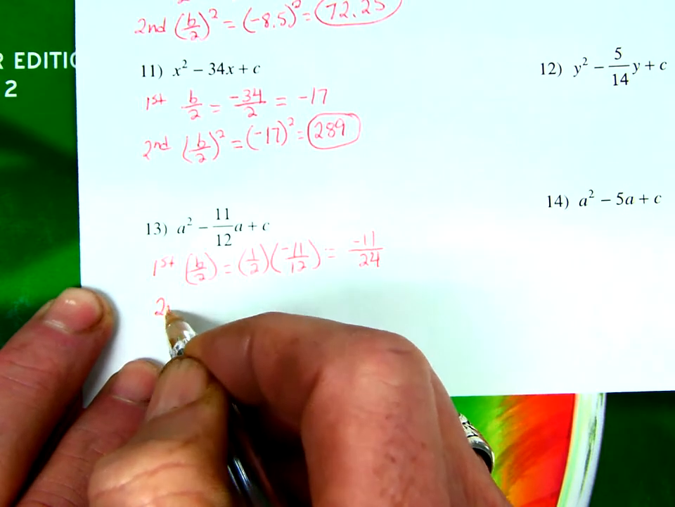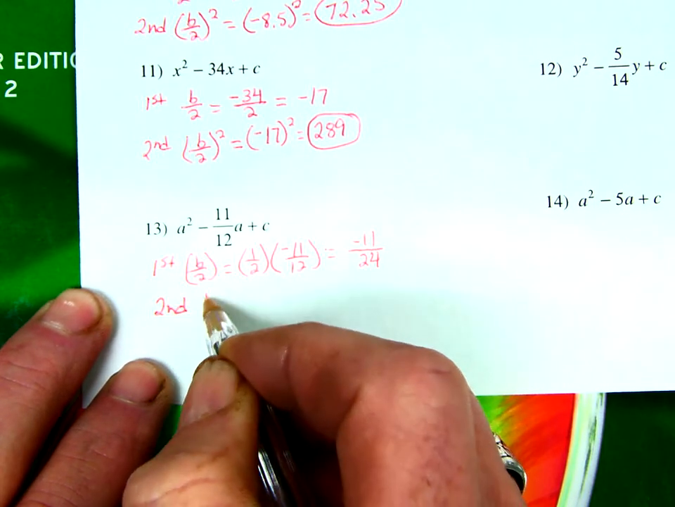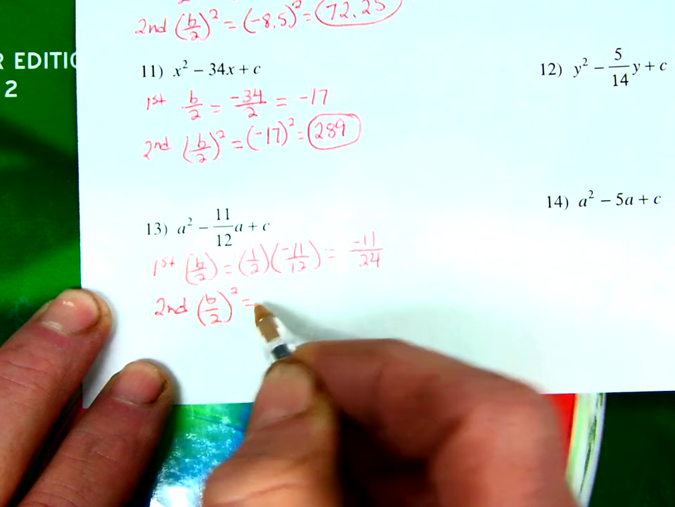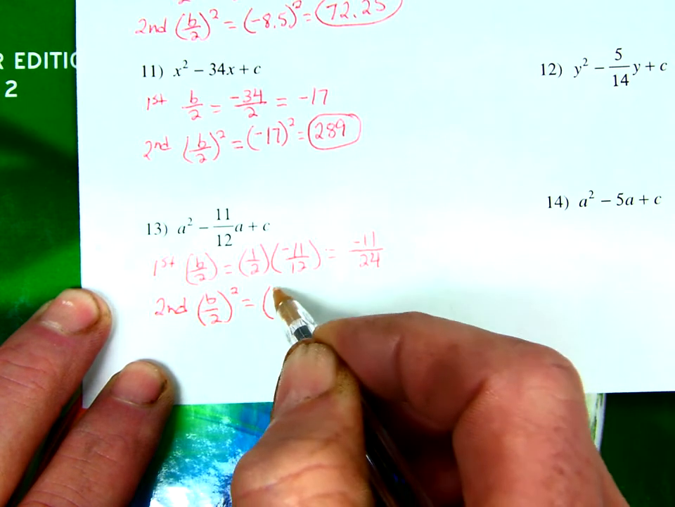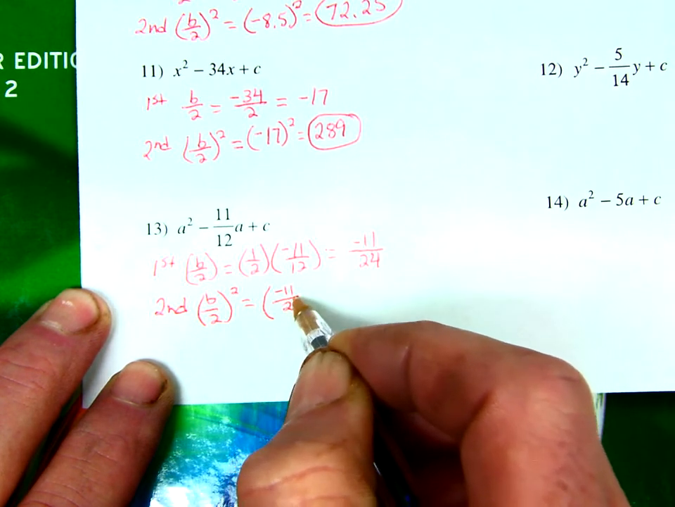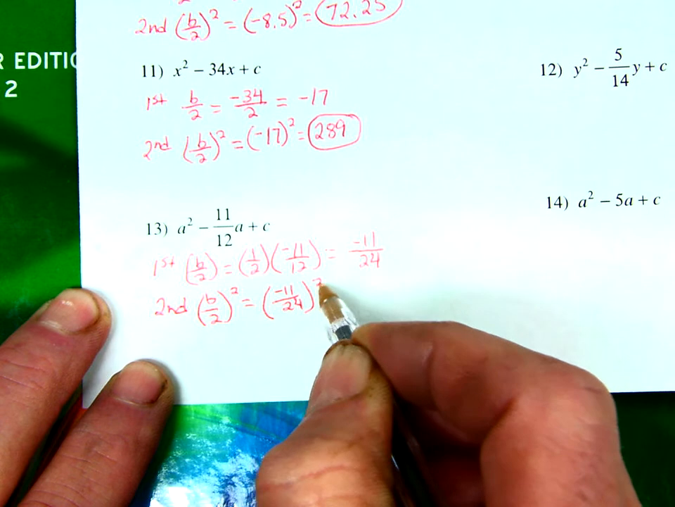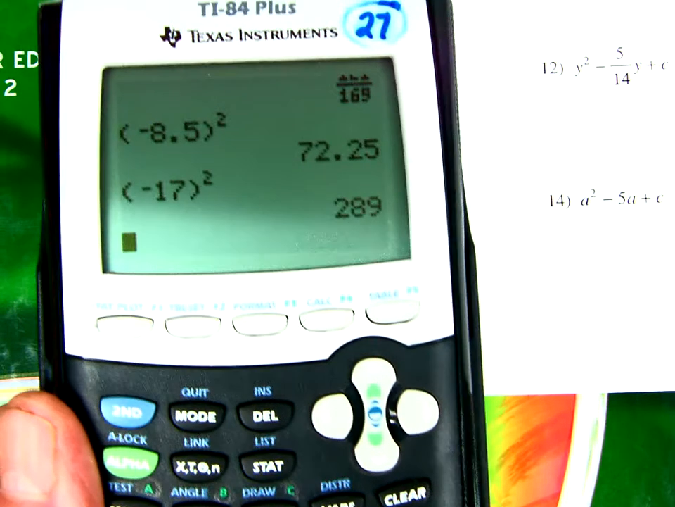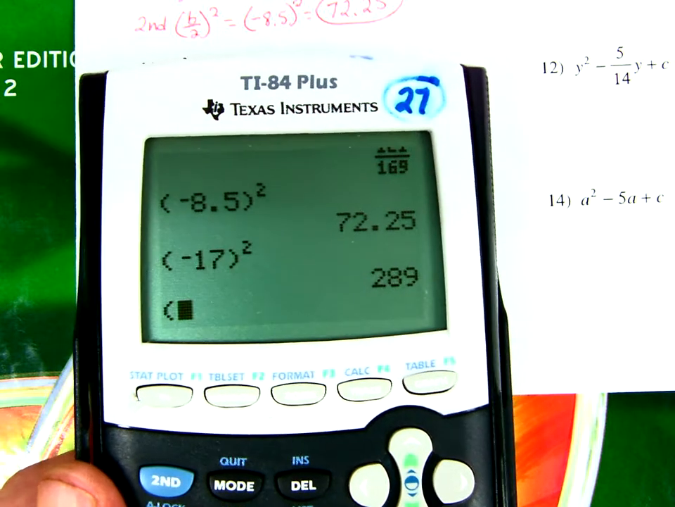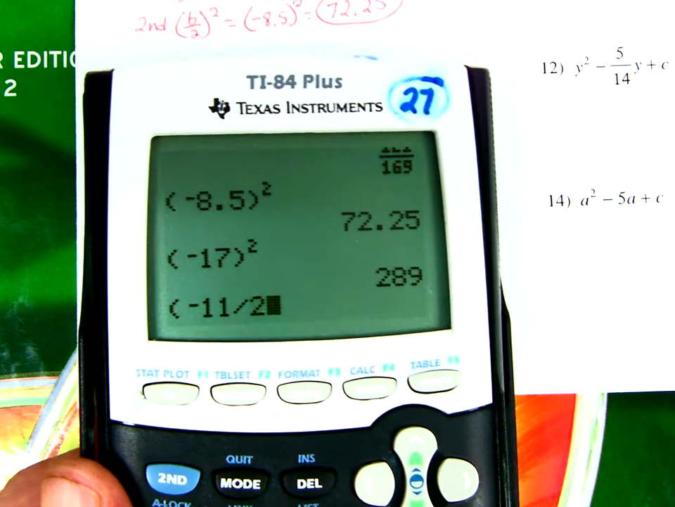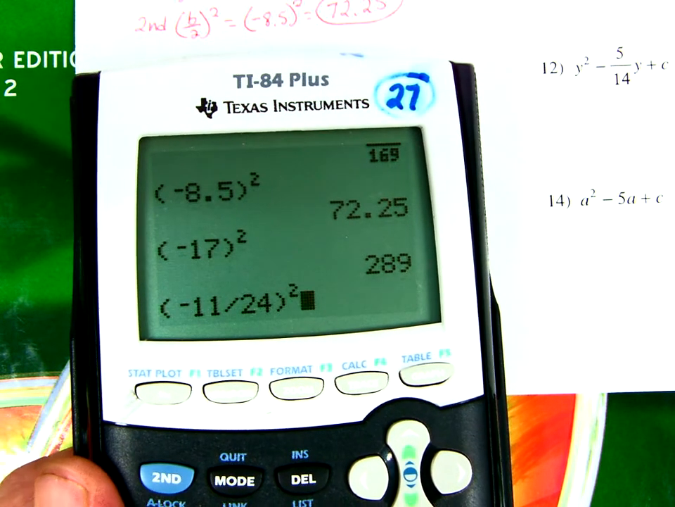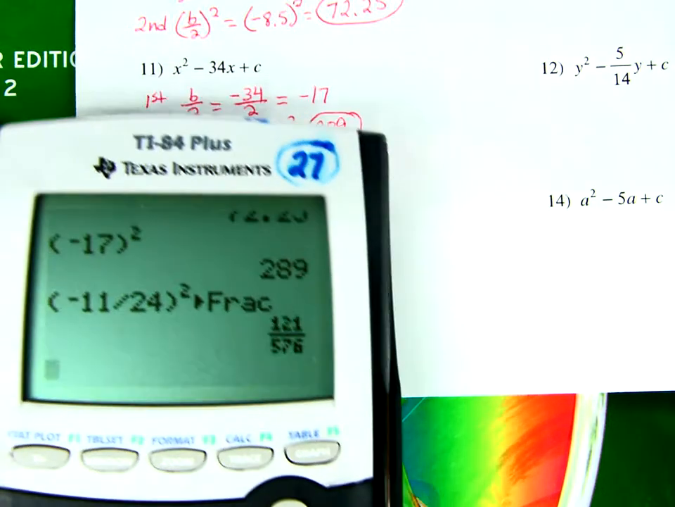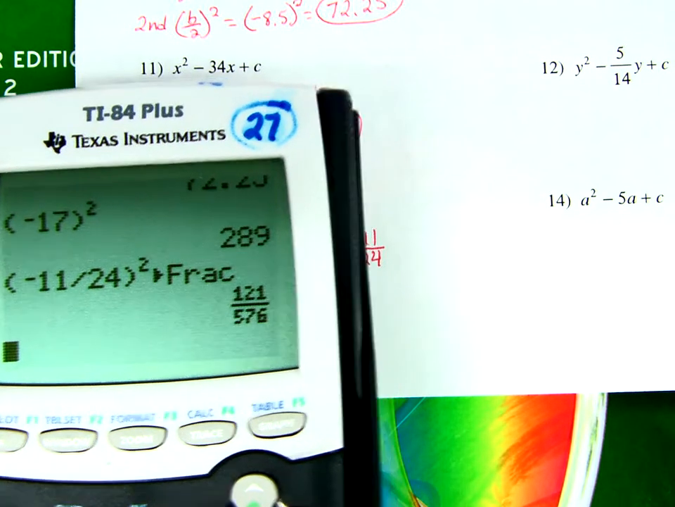Second step, b divided by 2 squared equals negative 11 over 24 squared. Okay. So negative 11 divided by 24 squared. Math, enter, enter. 121 over 576.